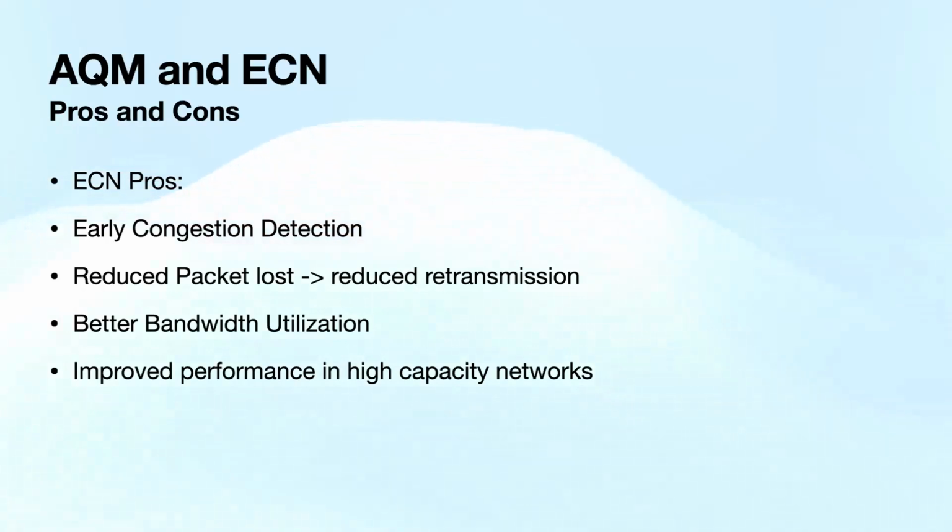Better bandwidth utilization: with ECN, the TCP sender can adjust its transmission rate before packet loss forces it to do so, leading to more consistent and optimal use of available bandwidth. In contrast, simple TCP often experiences a boom and bust pattern in bandwidth usage due to its reliance on packet loss for congestion feedback. It also improves performance in high-capacity networks. In modern high bandwidth networks, the likelihood of bursty traffic and sudden congestion is higher. ECN is particularly effective in such environments, as it helps manage congestion before it becomes critical.